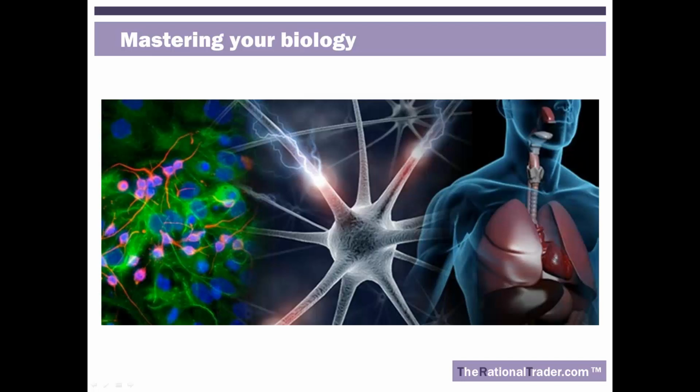Mastering your biology is easily the most important thing you have to do to be successful. What we mean is that when you place a trade, you're putting money at risk, and your body automatically responds to that risk. It's a physiological response. You don't have any control over it. It's autonomous.